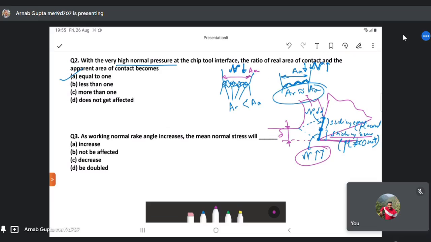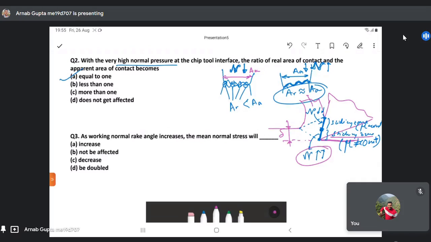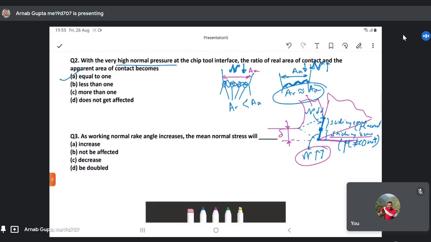Okay. So that's why whenever we are drawing the Merchant circle diagram, even in the last class, we have discussed that the value of the coefficient of friction which we are calculating is the apparent coefficient of friction, or sometimes we refer to it as the average coefficient of friction. But in actual, the real coefficient of friction, I mean real as in for the entire surface, if we actually try to calculate it, we have to integrate along this entire length.